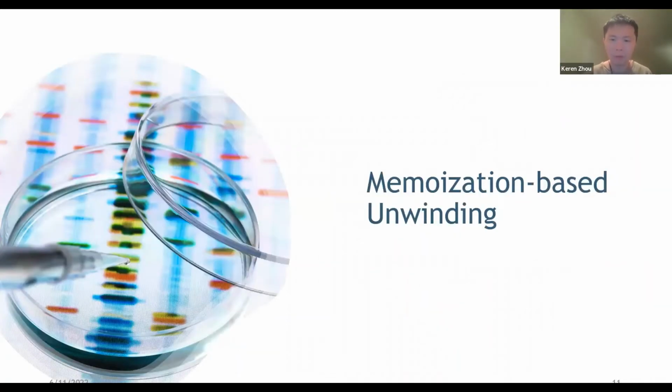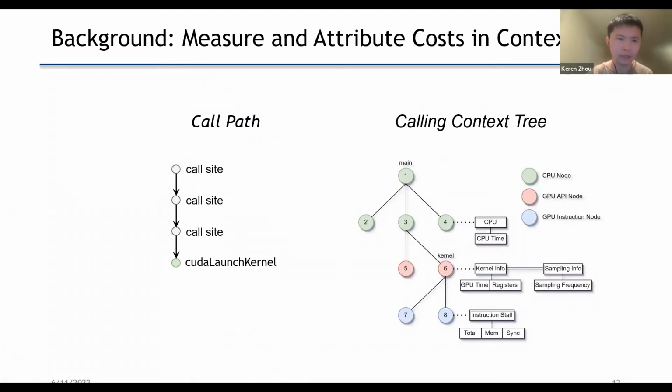Let's get started with the memoization-based unwinding method to reduce the call path unwinding overhead. Before diving into the details, I'd like to show you a little bit of background about how we measure and attribute costs in context. So at each GPU API, we will first unwind the call path. The unwind procedure is done by reading the stack from the current PC, which walks all the way to the main entry point, where you could have a series of call instructions. Next, this call path is fetched and inserted into a calling context tree maintained by the runtime or the tool. So obviously, the problem incurred by this procedure is that walking the call stack, especially when the stack is deep, will incur expensive cost.